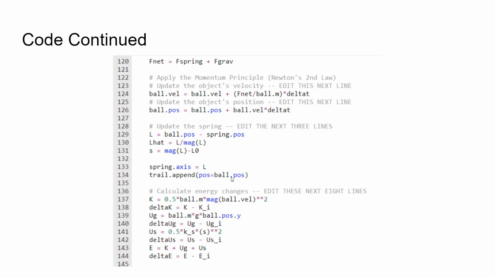And then update the spring. So this is for L, which is ball position minus spring position once again. Using that new value, you find the new L hat and the new S, which is the displacement. Then for the energy changes, this is the new K, and then you find delta K, and this is the new UG, etc. And for delta E, it would just be this new E minus the initial energy from before.